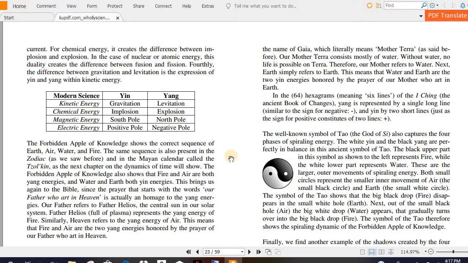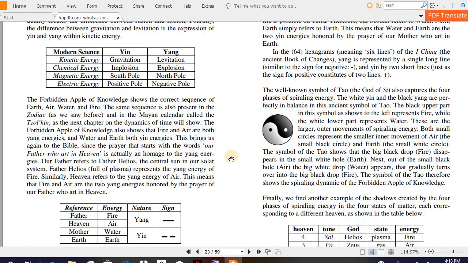Both small circles represent the smaller inner movement of air. The small black circle, the earth. The small white circle, the symbol of Tao, shows that the big black drop, fire, disappears in the small white hole, earth. Next, out of the small black hole, air, the big white drop, water, appears. That gradually turns over into the big black drop, fire. The symbol of the Tao, therefore, shows the spiraling dynamic of the forbidden apple of knowledge.